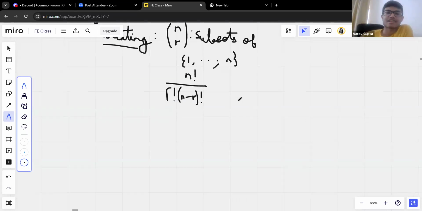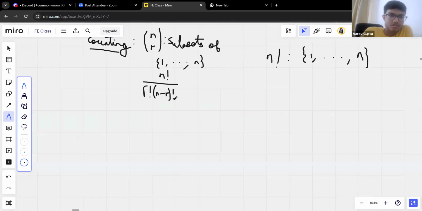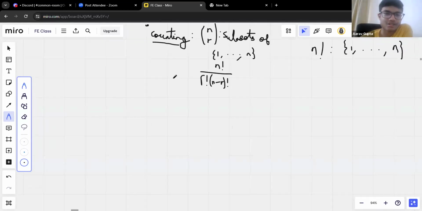Yes, that is correct. Although I realize I should probably define n factorial. So n factorial is just the permutations of 1 to n, and this is basically the product of 1, 2, 3 up to n. That is because in the permutation you can choose the first element in n ways and the second element in n minus 1 ways since 1 is already chosen, and so on.